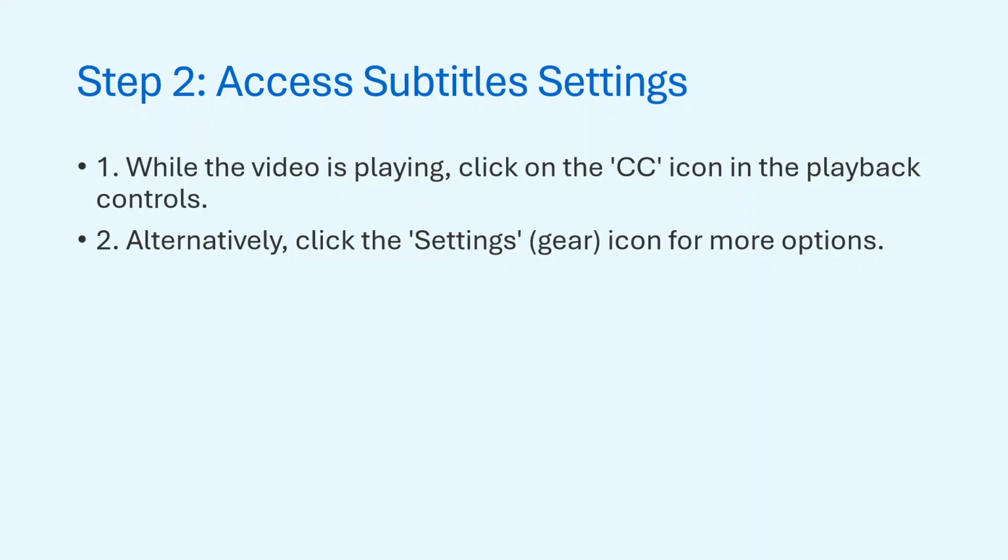Step 2. Access subtitles settings. While the video is playing, click on the CC icon in the playback controls. Alternatively, click the settings gear icon for more options.